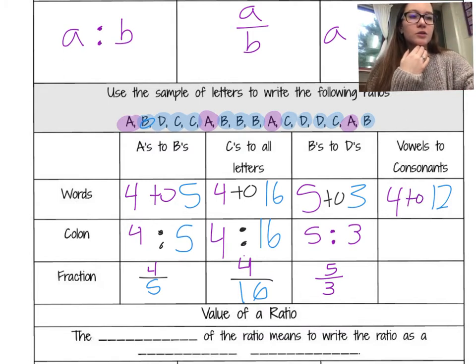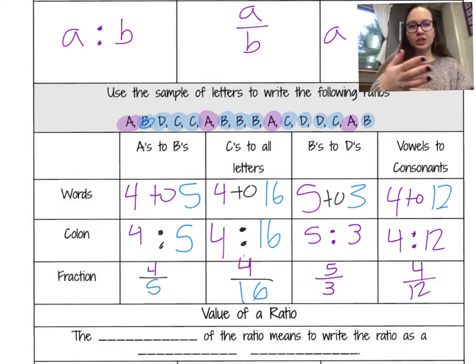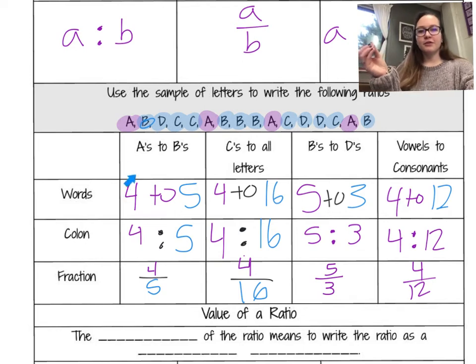There we go. So with a colon, it is 4 to 12. And as a fraction, it's 4 over 12. Okay? So these are just saying, for every 4 A's, I have 5 B's. For every 4 C's, there's 16 total letters. For every 5 B's, there's 3 D's. It's showing that there's some sort of relationship there. And that relationship's going to stay the same. Okay?